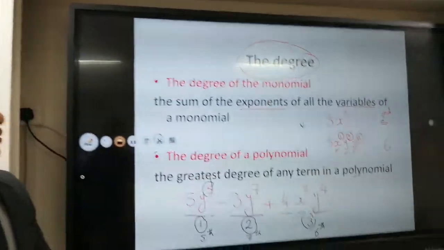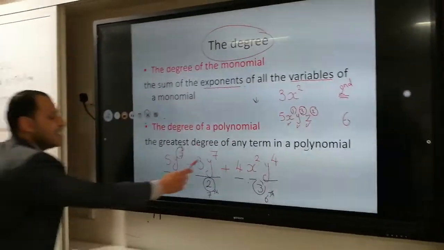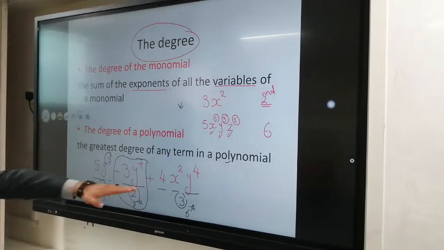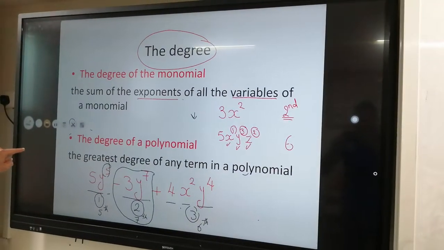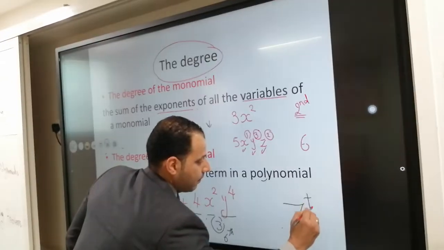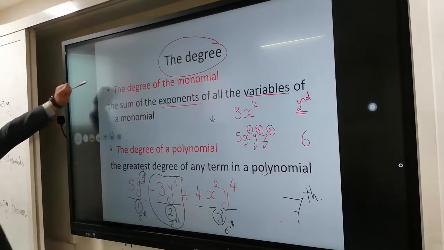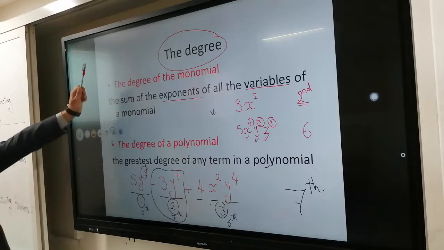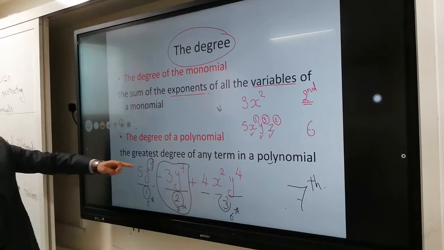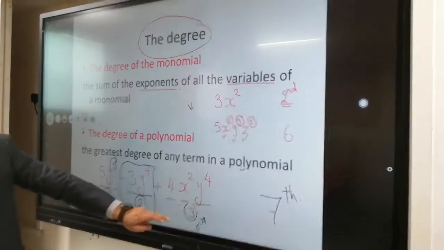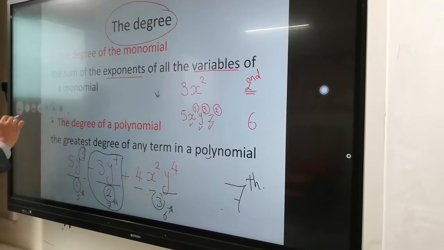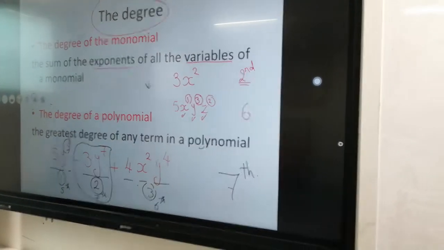What is the greatest degree? Yes, this is the term which has the greatest degree. So the degree of the polynomial, which is called what? Excellent, trinomial, because it consists of 3 terms, is the 7th degree. Again, for the degree of a monomial, we only collect the powers by addition. For the degree of the polynomial, we get the degree of each term and then compare between them. The greatest degree is the degree of the polynomial. Thanks, we're going to another idea.